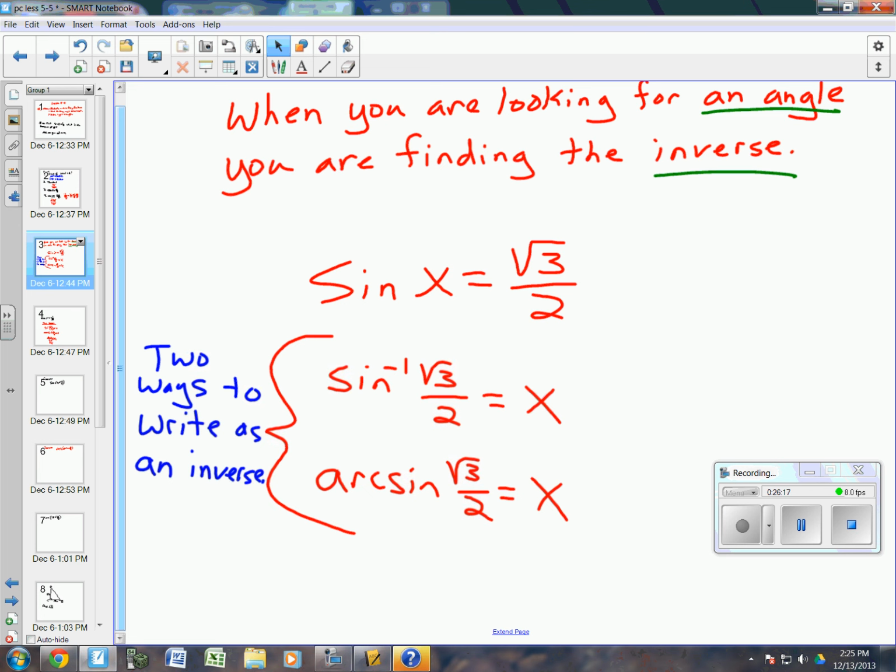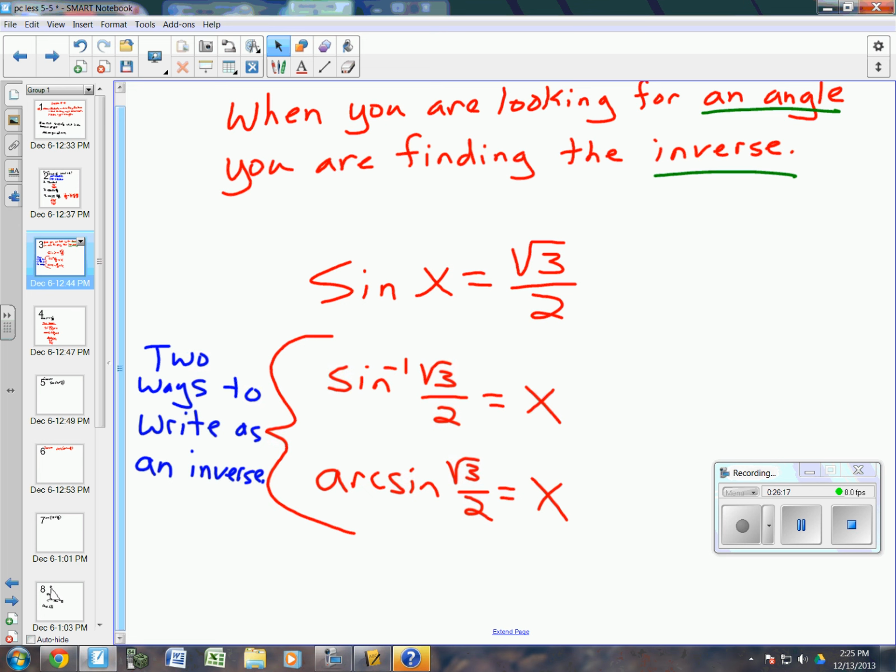If you noticed, we haven't done any problems where we had to find angles yet. We're going to be doing that in just a second, but we have a couple other problems before that. Let's go to this one. Sine x equals negative 1/2. Here are the two ways to write that: sine inverse of negative 1/2 equals x, or arc sine of negative 1/2 equals x. You can see the answers are 210 and 330. This is more of the same, so don't worry about writing this one down again.